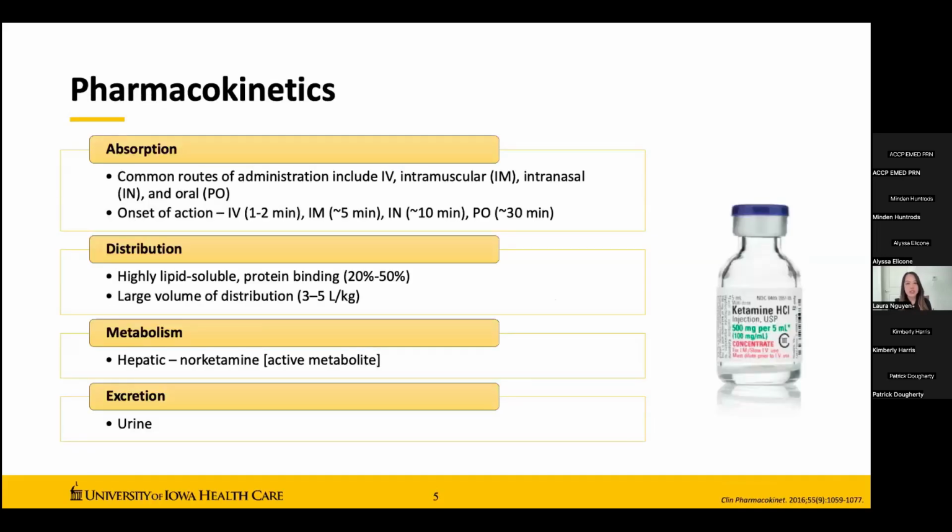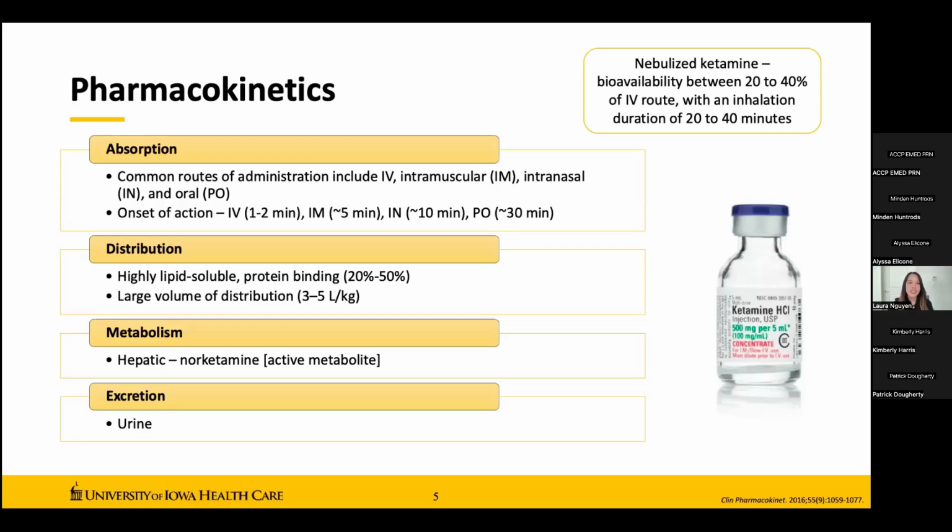Now, to briefly go over the pharmacokinetics of ketamine, it can be administered through IV, IM, intranasal, and orally. And we can see that each route of administration has a pretty quick onset. It's highly lipid soluble and has a low plasma protein binding. It's also hepatically metabolized, and one of its active metabolites is norketamine, and it's excreted through the urine. So for today, not only will we be talking about IV ketamine, but also nebulized ketamine, which has a bioavailability between 20 to 40% of the IV route with an inhalation duration of 20 to 40 minutes.